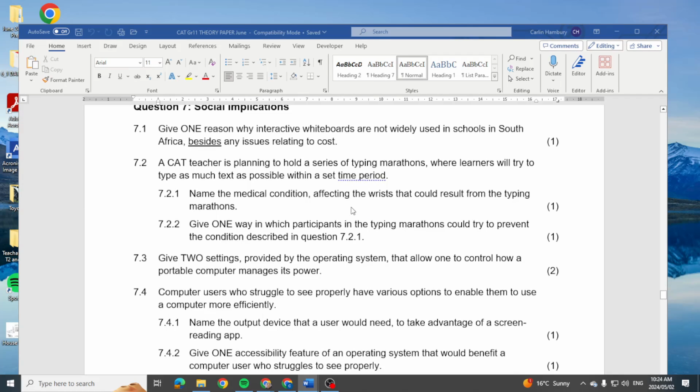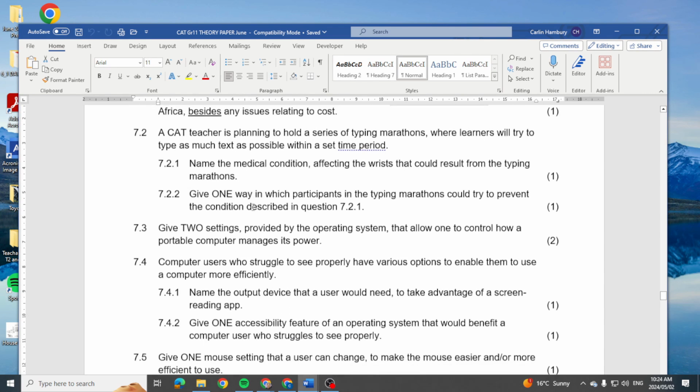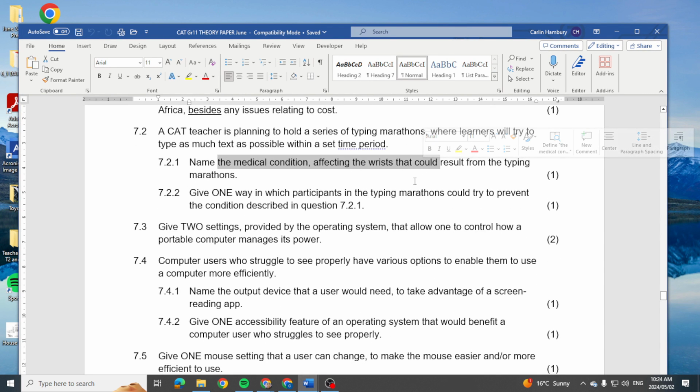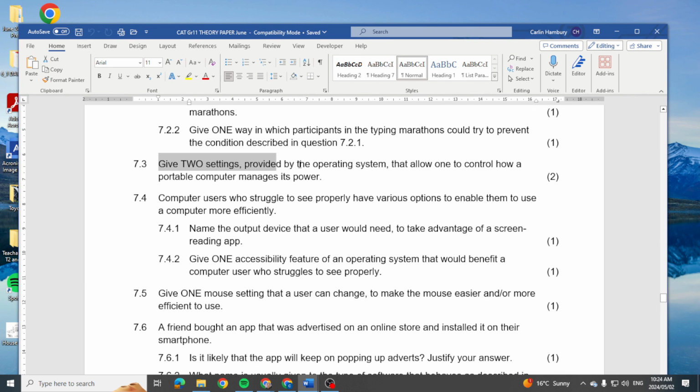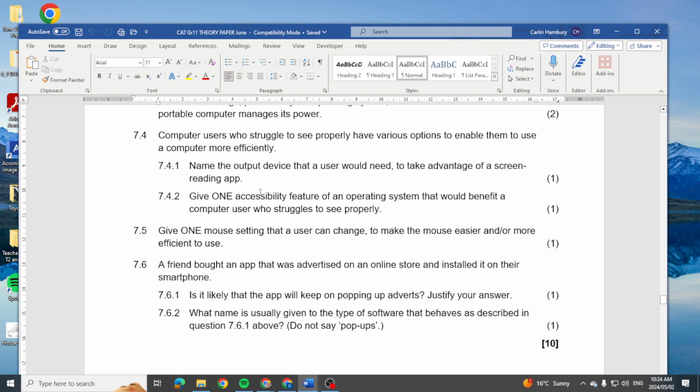Social implications. So in other words, the impact of ICT on society. So interactive whiteboards in the classroom. Why are they not used so much in South Africa? RSI, medical conditions when using these type of devices. 2 settings that can control how the portable computer manages its power. So your power settings. They can give you certain scenarios as well. Accessibility features, output devices, a mouse setting.